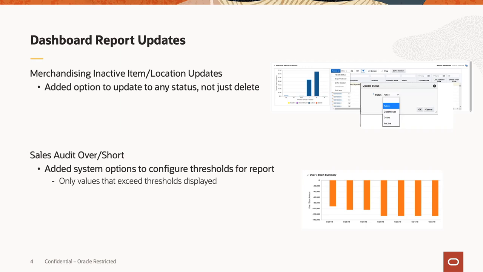Also, in the sales audit dashboard, the overshort report was updated to leverage two thresholds to determine how the data should be displayed in the report. Only those overages that exceed the thresholds will be displayed in the report. This helps to keep the auditor focused on larger, higher priority exceptions. The two new thresholds have been added to the options screen in Sales Audit for configuration.